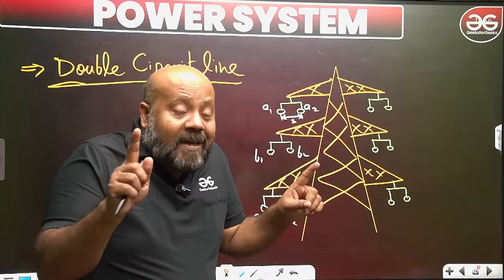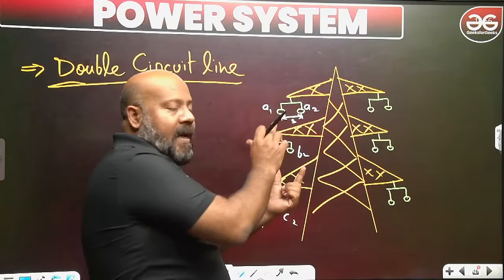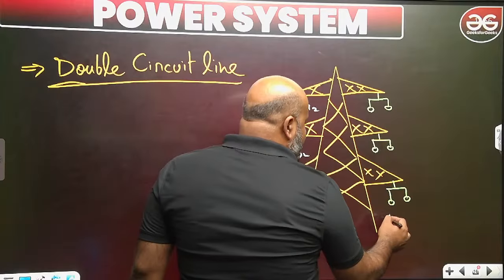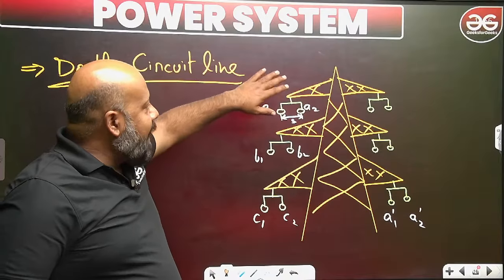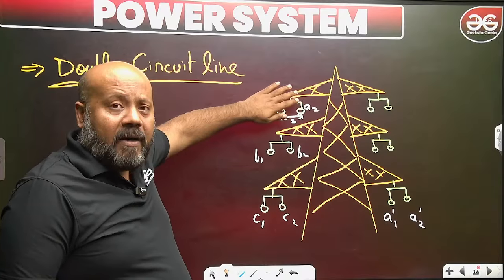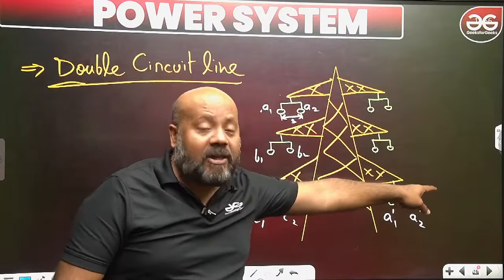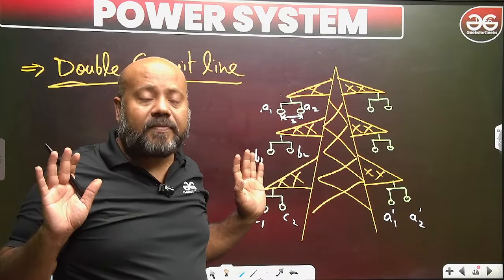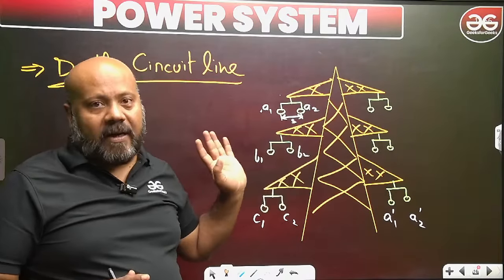But a double circuit line does not stop here. For A phase, it is not just one circuit, you have a parallel circuit. Suppose this is A1 dash and A2 dash. It means this A1, A2 is one bundled conductor, and another circuit for A phase has A1 dash and A2 dash as the bundled conductor. I hope you are getting this, the difference between bundled conductors and double circuit line.